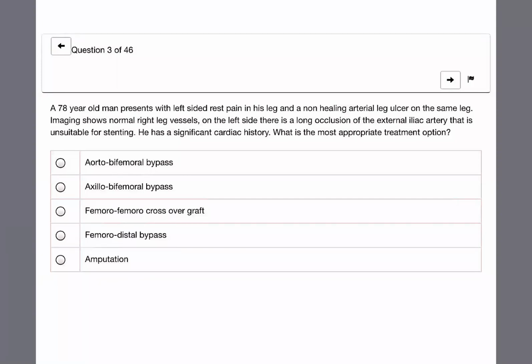Left side pain. I'm thinking about aorto, just one occlusion. I don't know.